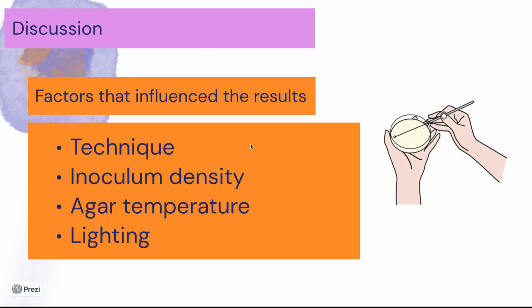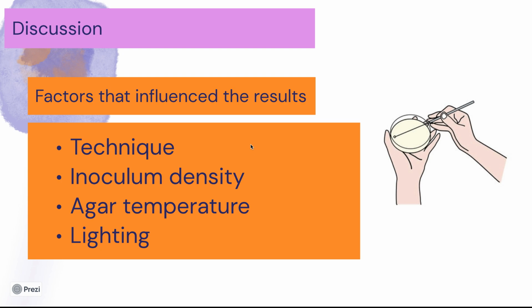isolated colonies. Another factor that could have affected the results would have been proper lighting. If you're unable to see your previous streak lines, it makes it very difficult for you to drag inoculum from the previous quadrants. And then additionally, the agar temperature could have also affected the outcome of isolation techniques, because if the agar is too cold, it can alter the consistency of the agar and make it more difficult for colonies to develop properly.